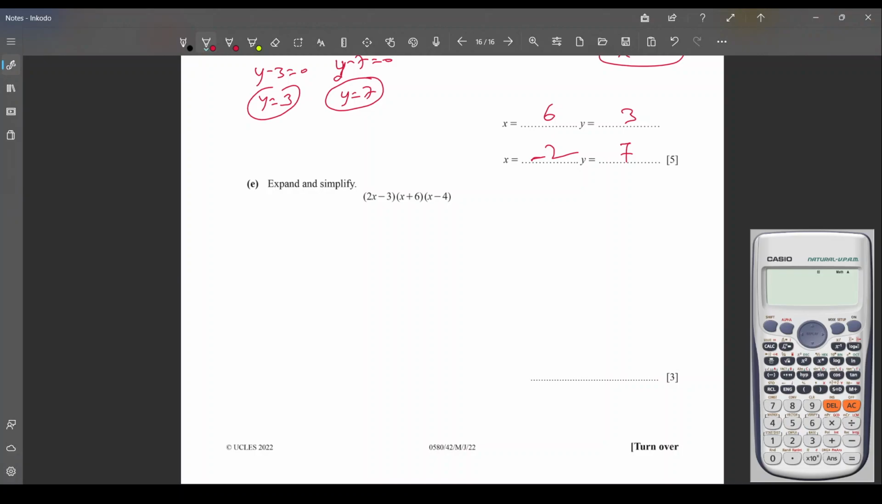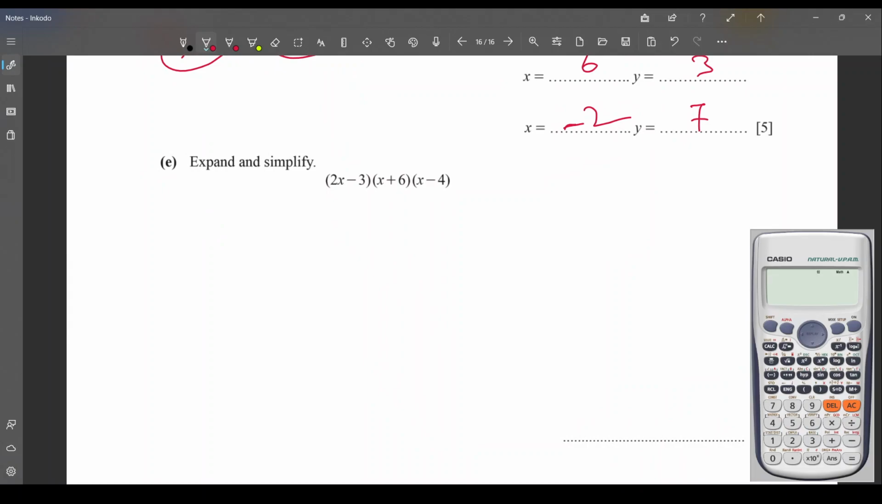So for doing part E of question number 8, we have to expand the bracket for this case. So I have to multiply this with this one and this with this one. Like that we'll first of all expand. So it will give you 2x square plus 6 times 2 is 12x, minus 3x, minus 6 times 3 is 18.